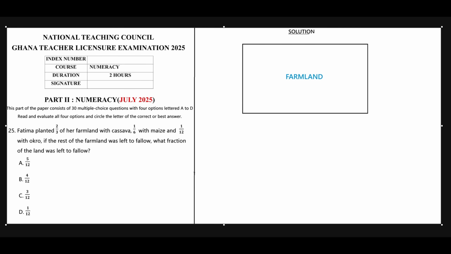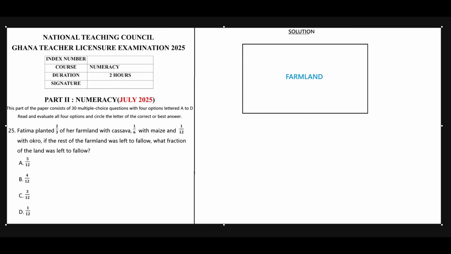Question 25. Fatima planted 2/3 of her farmland with cassava, 1/6 with maize, 1/12 with okra. If the rest of the farmland was left to fallow, then what fraction of the land was left to fallow? So this is a practical problem involving application of common fractions. So first of all, let's represent our farmland. So this is our farmland.